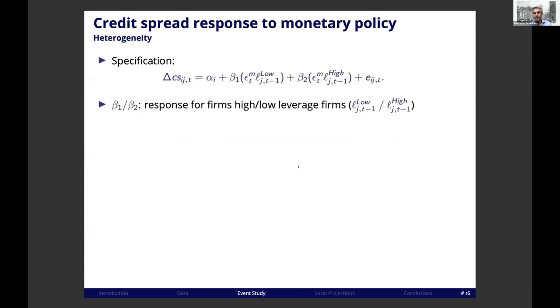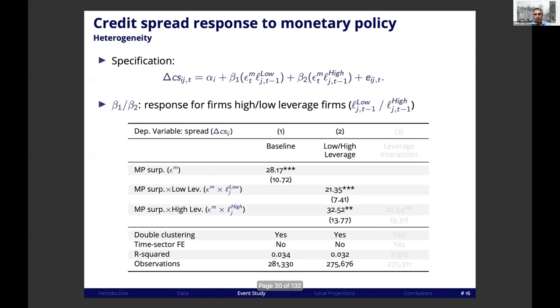Then we start teasing out some heterogeneity in our regressions, and the easiest way to do that is by asking whether the response is different if you consider different groups of firms that have different leverage. We use therefore our dummy variables, and so the coefficients beta 1 and beta 2 here are going to capture the response for firms that fall in either the high or the low leverage distribution of firms. Here is what we find. So beta 1 is 21 basis points, and this is the response of firms that fall below the median of the leverage distribution, and you can see that it's positive, it's significant, and it's sensibly smaller than the coefficient on beta 2, which is instead the response of the firms that fall above the median of the leverage distribution.